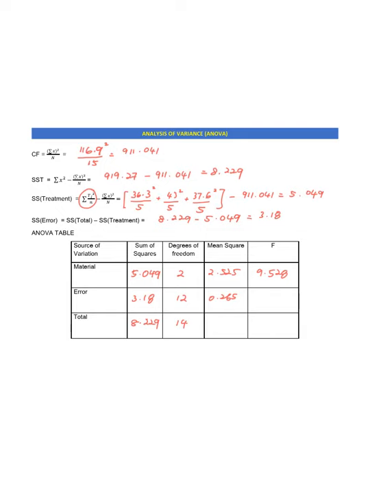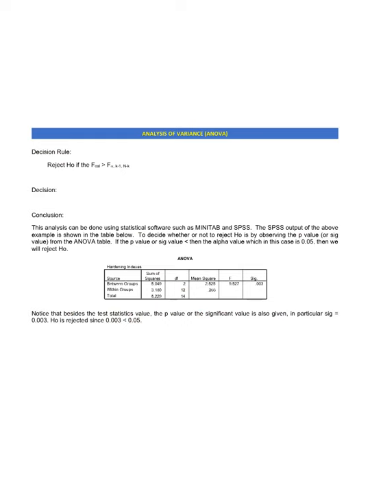Okay, so this is the complete ANOVA table untuk contoh yang tadi tu lah. Now after we calculated the test statistic, let's take a look into the decision rule. The decision rule is reject H0 if F calculated is greater than F alpha, k minus 1 and n minus k. So this is our critical value.